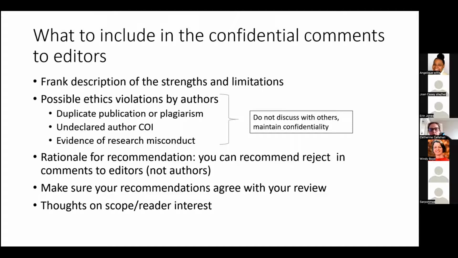And when you recommend reject, you should also make sure that that agrees with your review. So if you write a review that only includes a few minor comments and then you recommend reject, that makes it harder for the editor to justify the decision. Also, if you have any thoughts on scope or reader interest, the comments to the editors are a good place to include those.